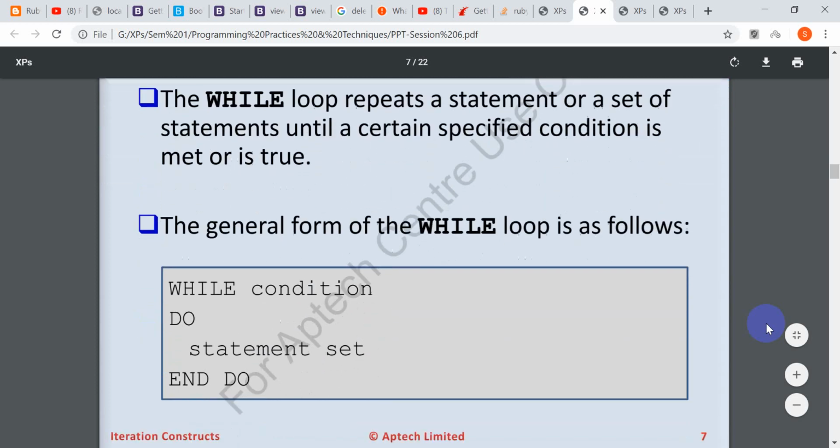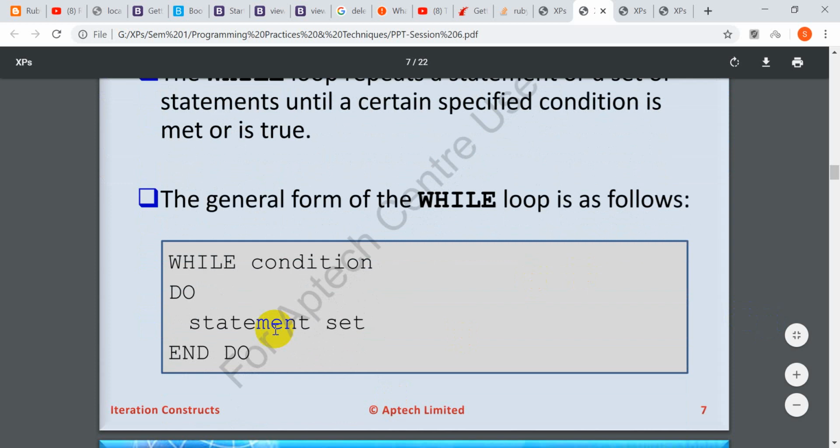And then the general form for the while loop is as follows. While condition, you put your condition above, then do the statement, then end do. So it will keep on repeating the statement until it meets the condition. If the condition says while condition, maybe name 1000 times. You get? So this is the while loop.